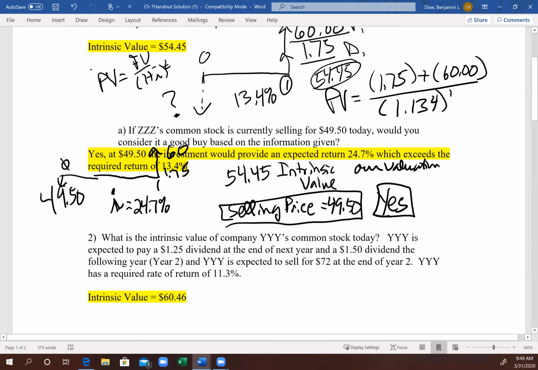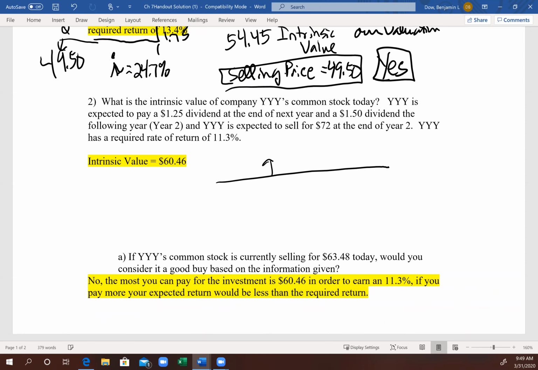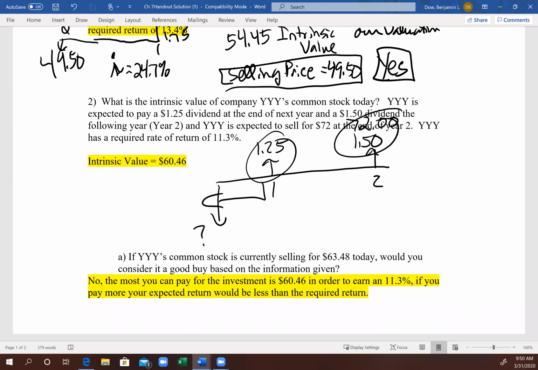All right, so now we can see as we go into a 2-year methodology, okay, that we had $1.25 and $1.50 and then $72 at the end of 2 years. Okay. So now the question was, how do you find the present value? The present value is just the sum of the present value of these two cash flows. And you can do it a lot of different ways. Discounted, of course, at the required rate of return.